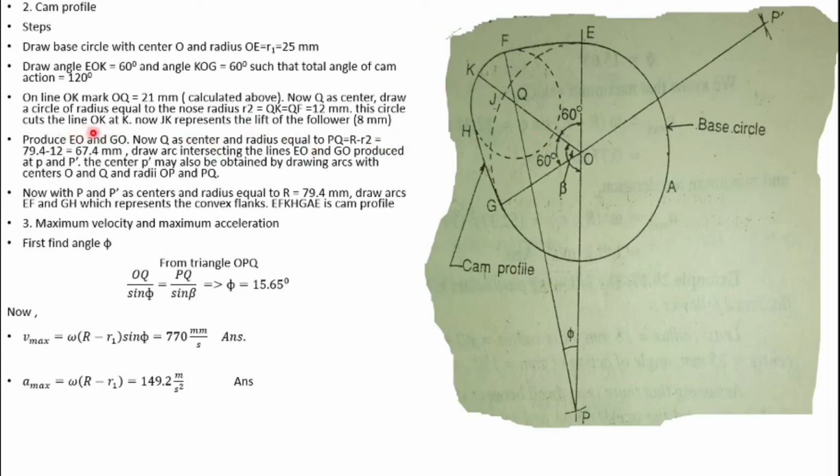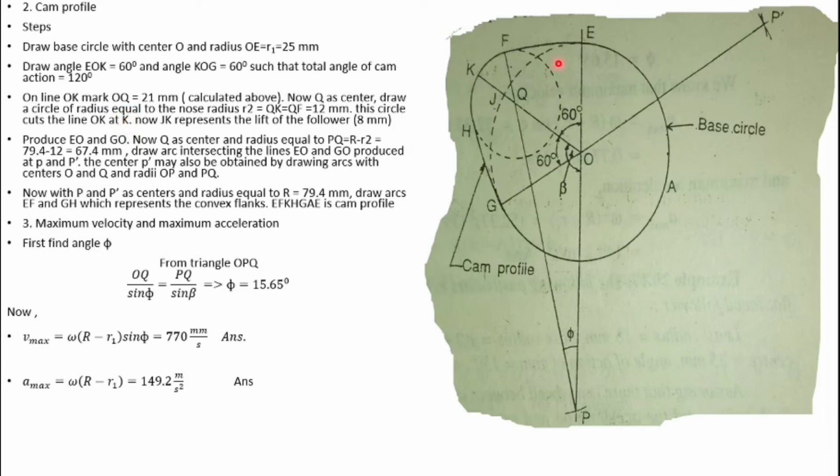line OK at this circle. From this circle, this is the nose circle, and this nose circle and this base circle cut at J. Cut at J. Here, not K but J. Cut at J, and JK represents the lift. This is the lift. Here, this is not K. There is a typing mistake. It is J.